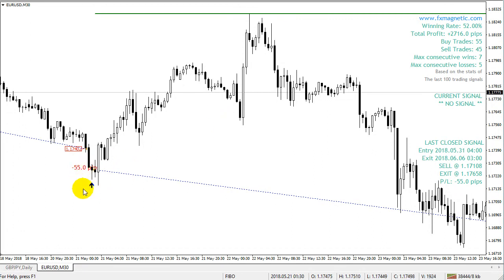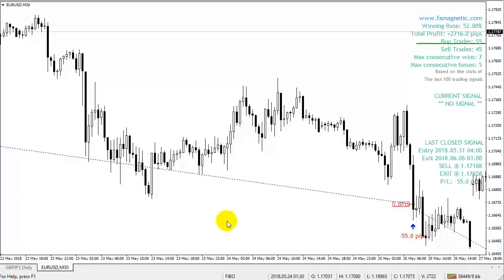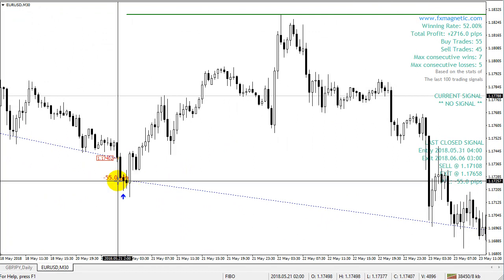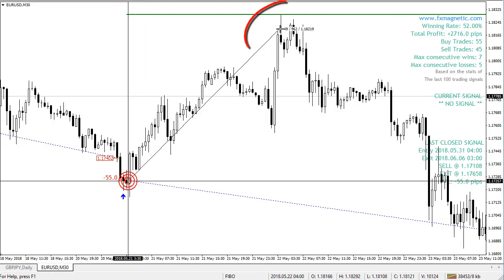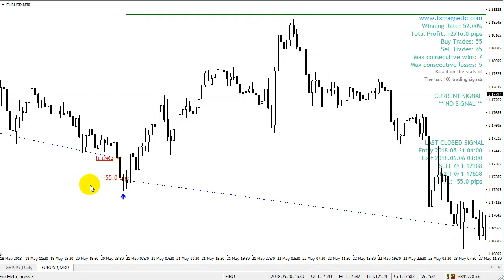Again, this says that's a losing trade, right? Because you can see it's minus 55 pips. Well, here's the problem. The entry was around here somewhere. And it just missed target. It just missed target. So it counts as a 55 pip loss, but it actually would have been a winner.